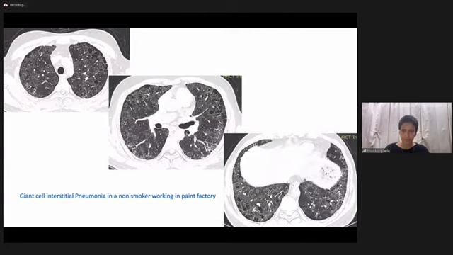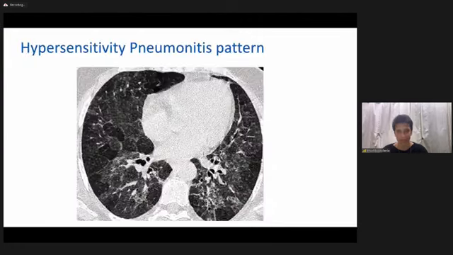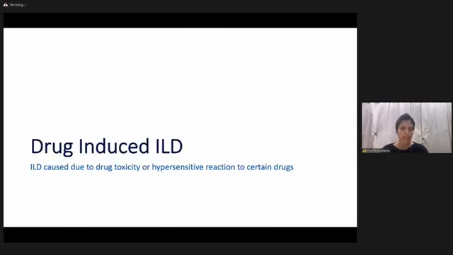Maybe a patient with a background emphysema, so a smoker. That is another history we need to figure out. And if not a smoker, then we know. So this was a giant cell interstitial pneumonia in a non-smoker working in a paint factory. Then hypersensitivity pneumonitis pattern. So again, this is a very common pattern that we see with occupation-related interstitial lung disease, which can cause a hypersensitivity reaction in the lung and lead to this pattern. So that was about the occupational interstitial lung disease.